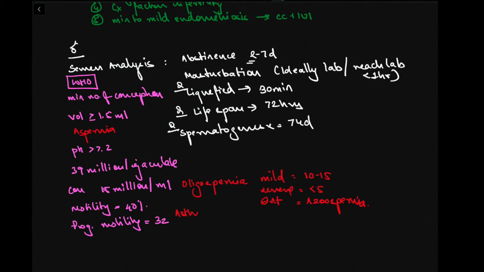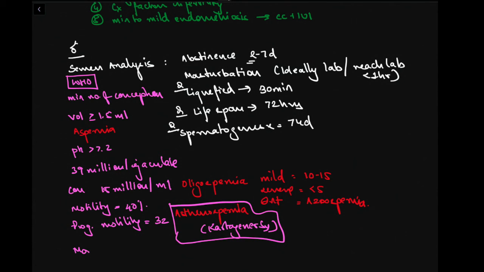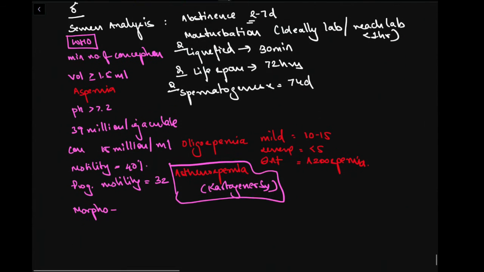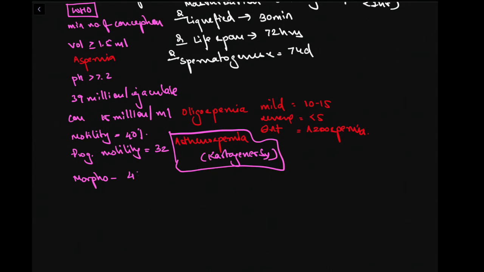Any abnormal motility is called asthenospermia, and in Kartagener syndrome there is asthenospermia due to ciliary dyskinesia. Then morphology. 4% of sperm should have normal morphology, and it is a strict criteria. If there is abnormal morphology, it is called teratospermia. Then vitality should be 50%.